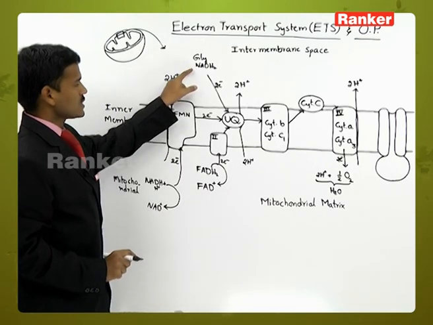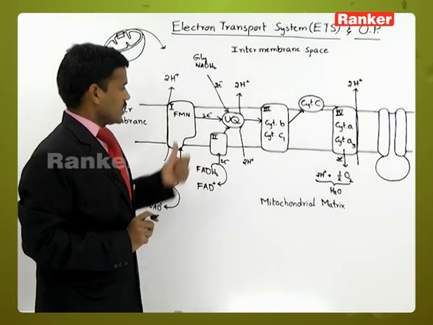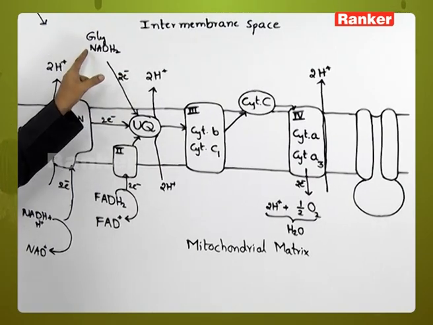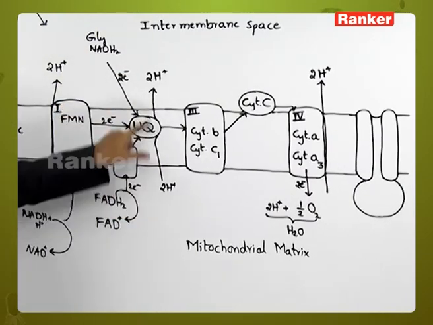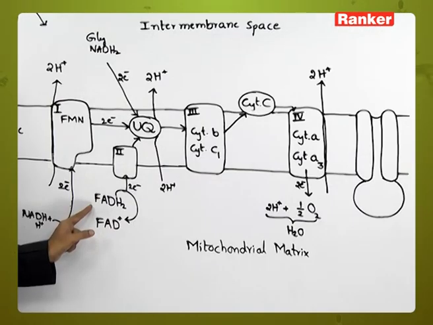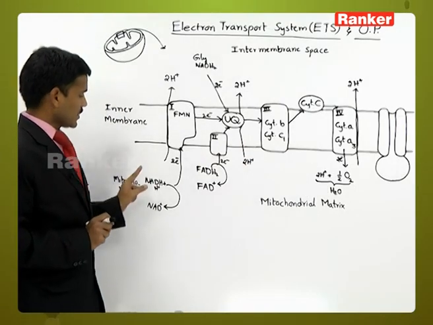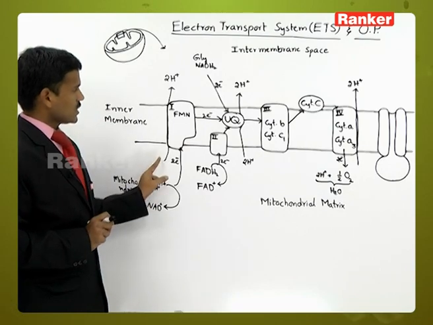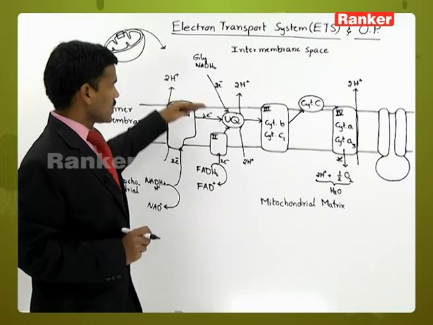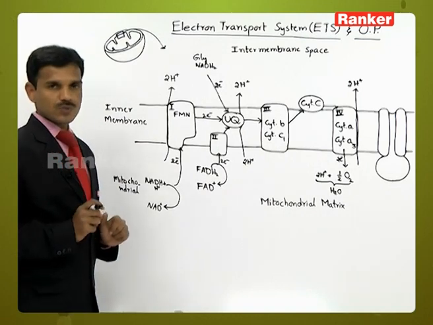So depending on NADH2, FADH2 or glycolysis NADH2, the number of protons translocated varies. When glycolysis NADH2 is oxidized, a total of 4 protons are translocated, and when FADH2 is oxidized, 2 plus 2, so 4 protons are translocated. When NADH2 is oxidized, 2 protons plus more, a total of 6 protons are translocated into the intermembrane space. So that is about the electron transport system.